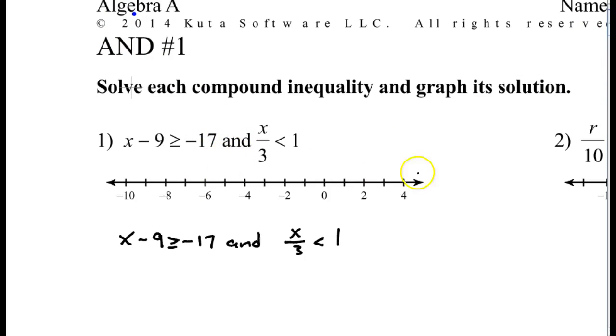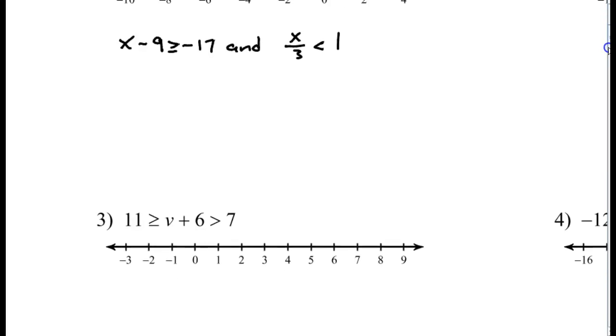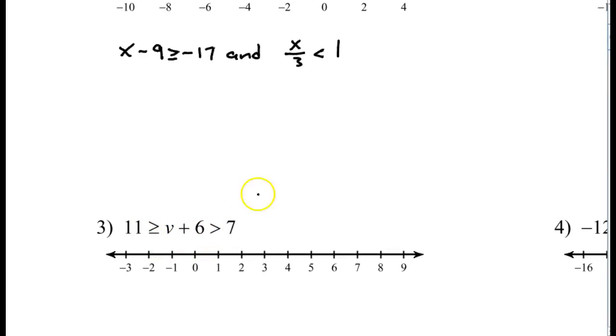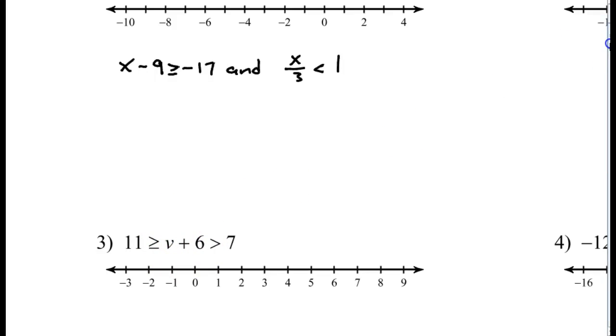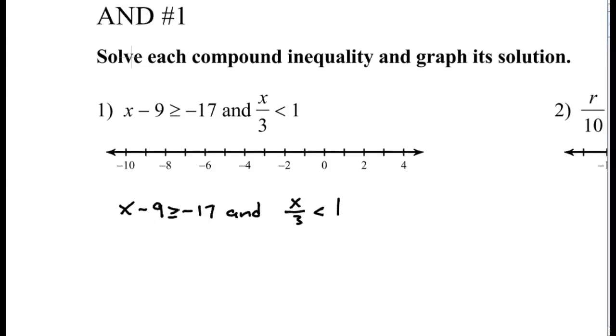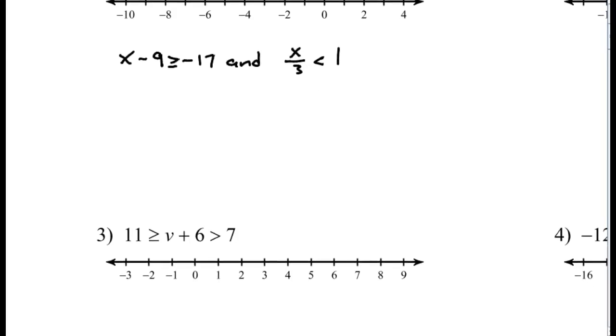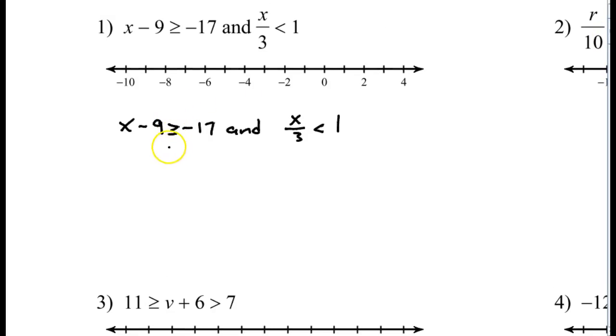One has the word, and the other one just looks like this. There's two inequality signs. So they both mean the same thing. They both mean "and." So let's just solve this like we always do. Start on the side of the variables, minus 9, add 9. Do the same steps.